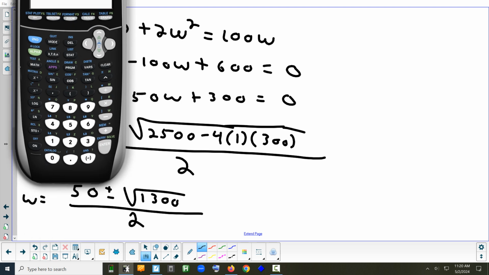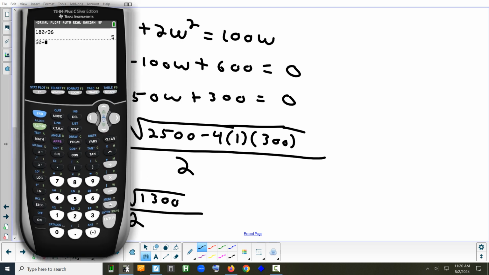So 50, let's do plus the square root of 1,300. Let's just get that out of the way, and now divide it by 2. So that is one answer for the width. It did not come out negative.